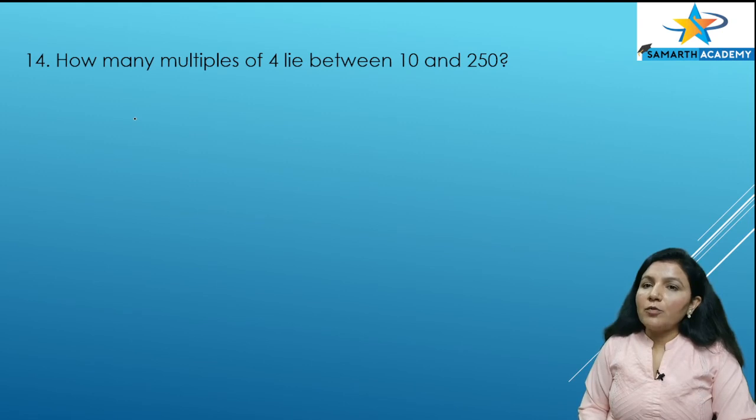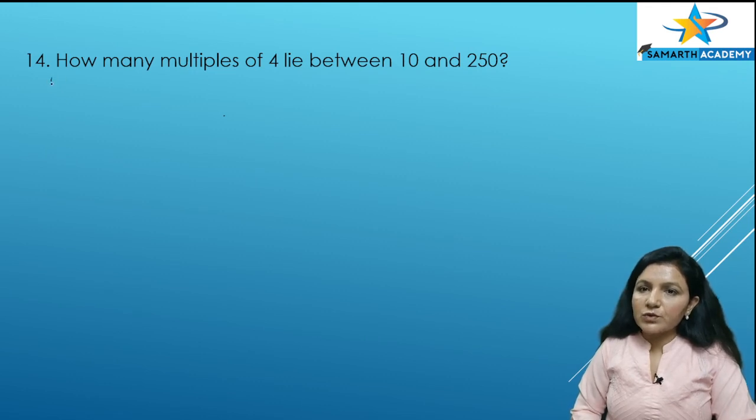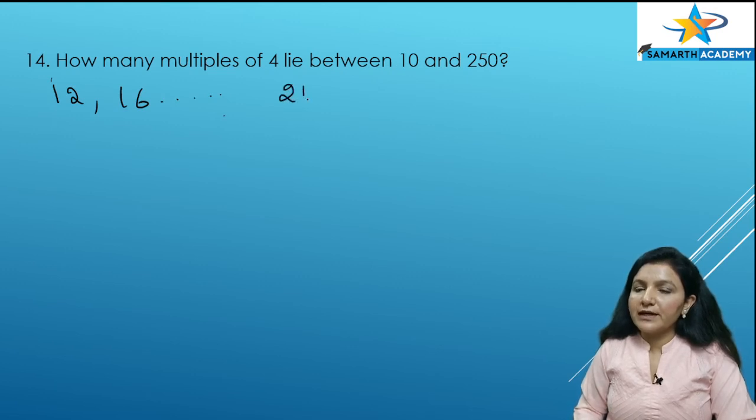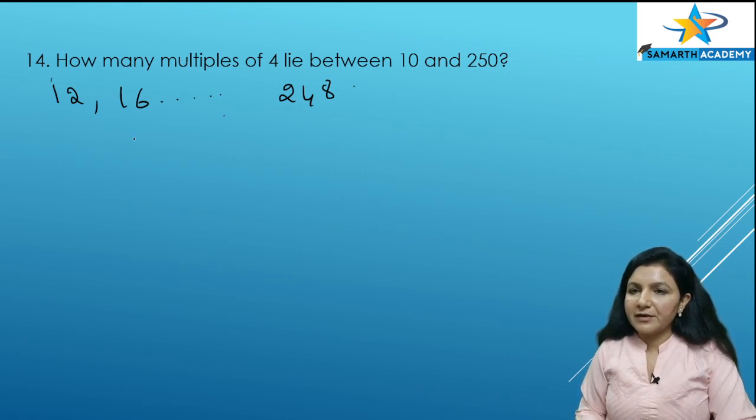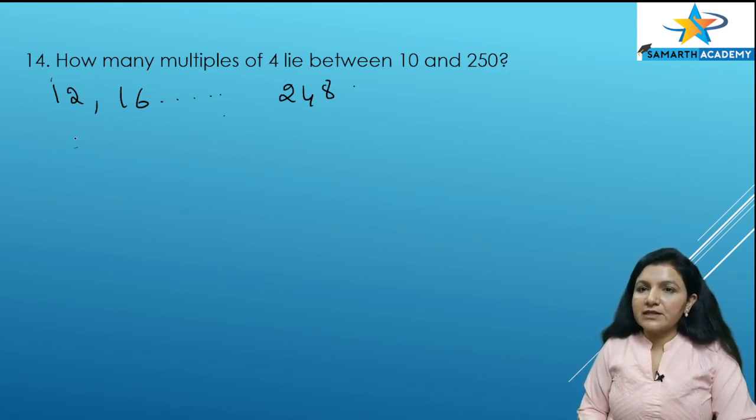Question 14. How many multiples of 4 lie between 10 and 250? So the first multiple of 4 is 12. 12 plus 4, 16 and so on. The last multiple will be 248. So again you can do the same thing. Divide 250 by 4 and subtract the remainder. You get 248. So how many? So n is asked.